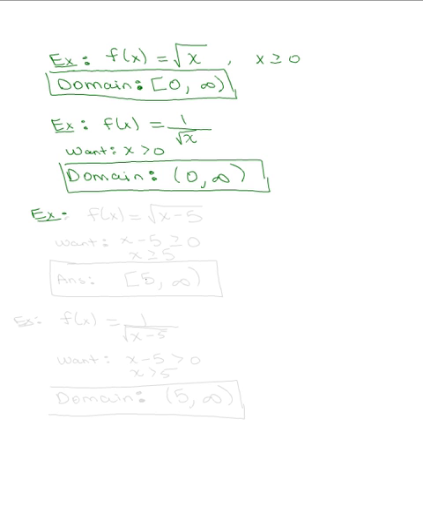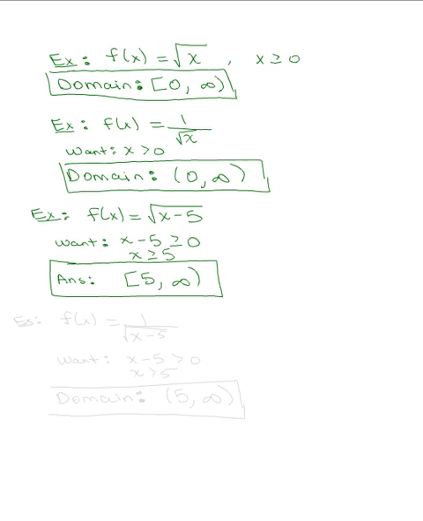Next example, f of x equals the square root of x minus 5. We don't have any denominators. Then what we want is for the radicand to be greater than or equal to 0. If we solve for x, what we get is that x is greater than or equal to 5. So our answer here, or our domain, is that it starts at 5, it includes 5, and it goes to infinity. That's the domain of this function.